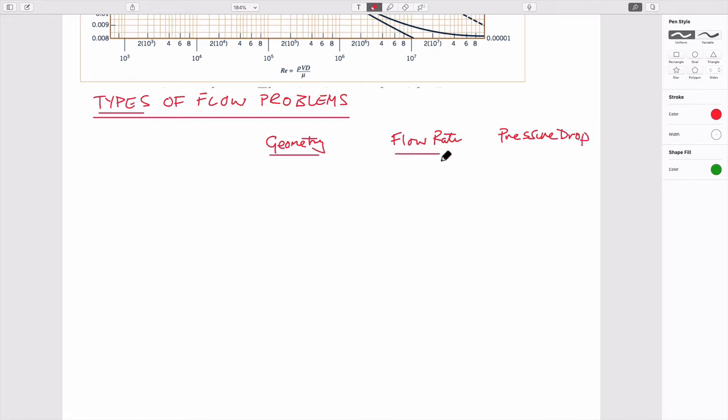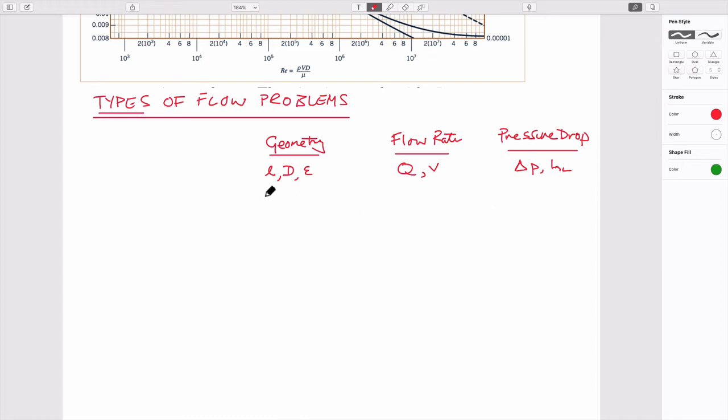And for each of these, we can define the variables that define that. So geometry would be the length of the pipe, the diameter of the pipe, and its roughness, I suppose. Flow rate would be volumetric flow rate or velocity. And pressure drop would be delta P or the head loss, I guess, would be the 2 parameters that go in there.